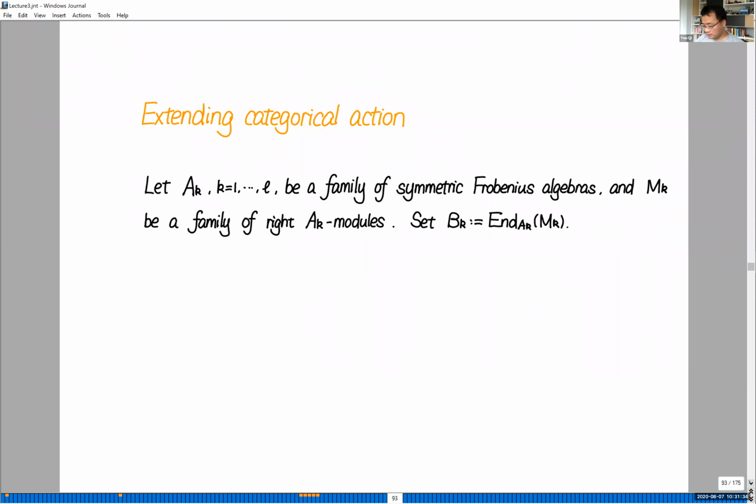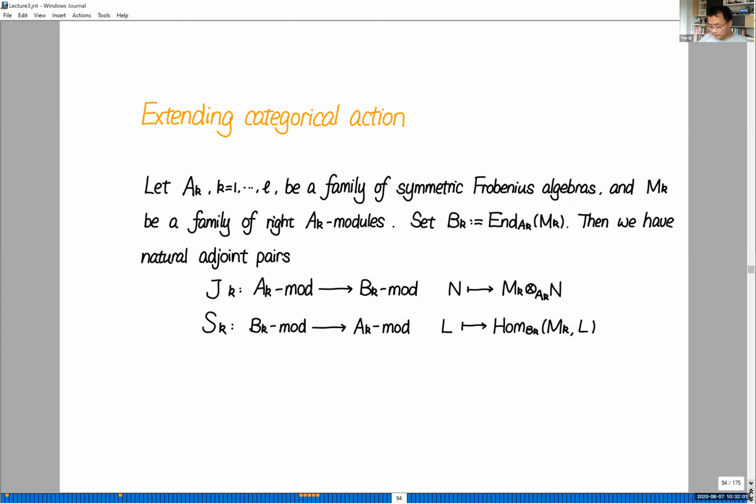Sometimes you see this in the Morita equivalence context, but the important thing is that now we require M_K can be more general, not necessarily just projective modules over A_K. And we consider the commuting ring B_K, which is the endomorphism ring of the module M_K over this A_K, so it acts on the left. In this way, M_K becomes a B_K-A_K bimodule, okay? And they fit into natural adjoint pairs.